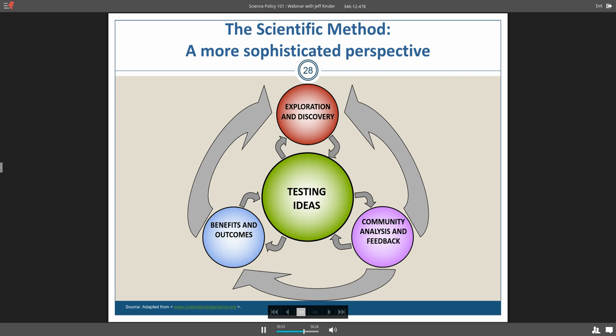But of course, those who have ever engaged in science know that it is also a much more messy and complex process. This is a diagram from a website that's listed there at the bottom of the slide. I encourage you to go to that website because it's a dynamic website that when you scroll over each of these bubbles, it expands and shows even more characteristics. But I think the key point here is that there are lots of feedback loops.